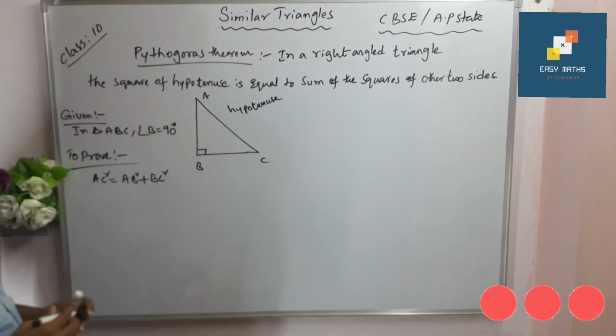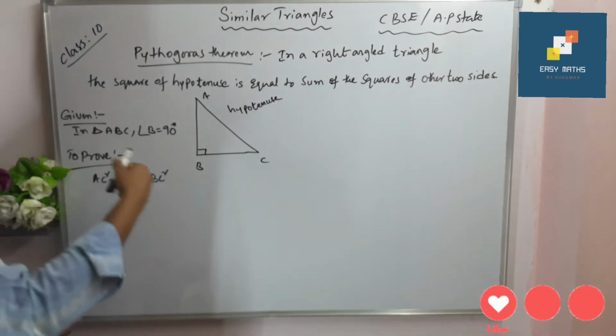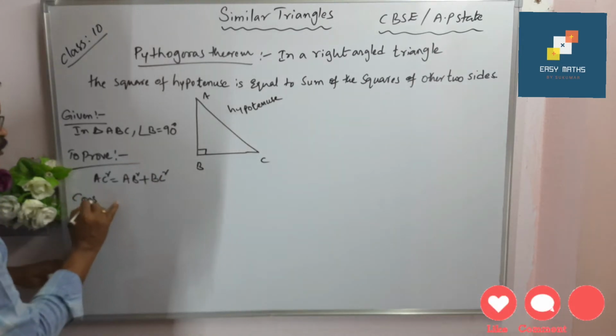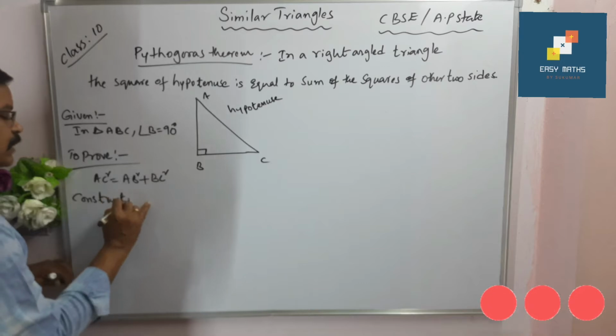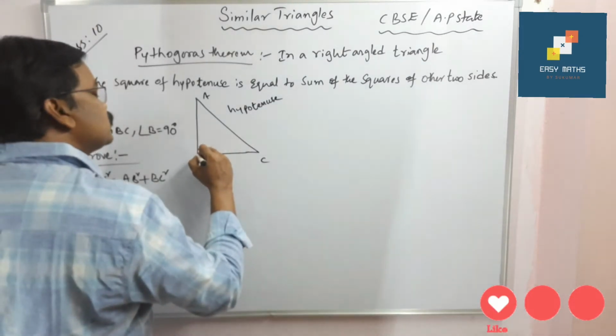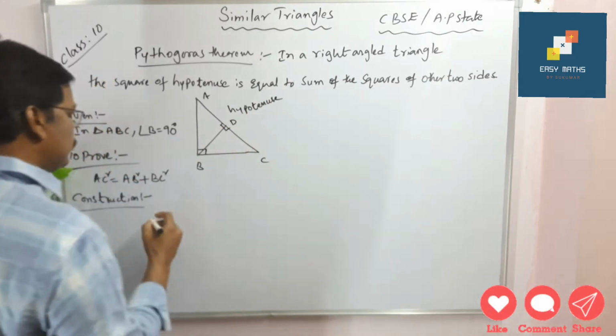That means AB square plus BC square. AC square is equal to AB square plus BC square. Right. See here, we will make a construction here. To prove this theorem, let us make a construction here. What is the construction? Just draw BD which is perpendicular to AC.